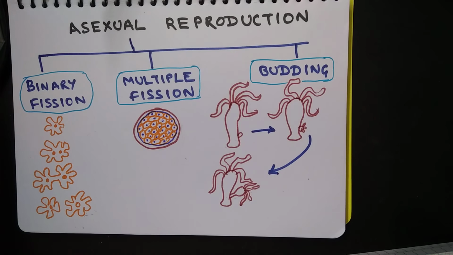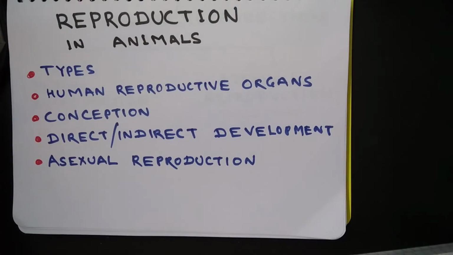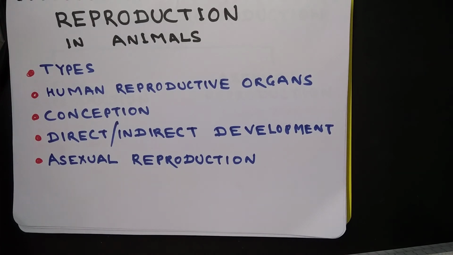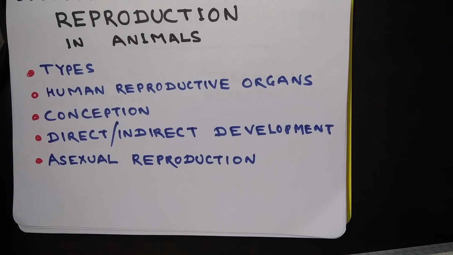So you learned about various types of asexual reproduction in animal world. Let me recapitulate. I talked about the types of reproduction, then I talked about human reproductive organs, structure of sperm, fertilization, then what happens during conception, then I talked about direct and indirect development in the animal world, and I talked about some examples of asexual reproduction.